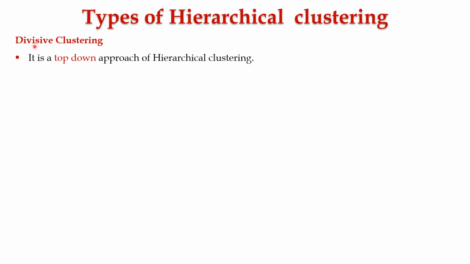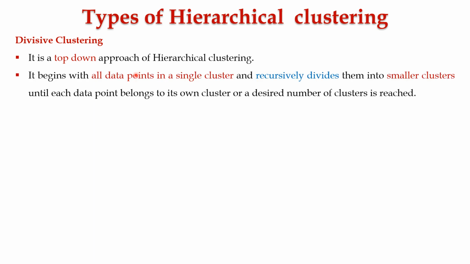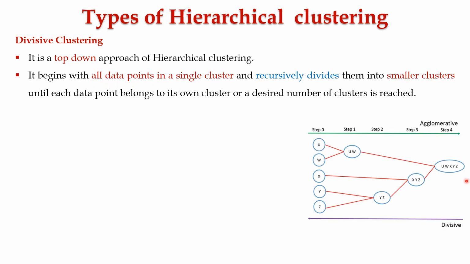The second type of hierarchical clustering is divisive clustering. It is the top-down approach of hierarchical clustering. So it always begins with all the data points as a single cluster. We can see here all the data points are considered as a single cluster, and it recursively divides them into smaller clusters until each data point belongs to its own cluster or the desired number of clusters is reached. So this is the top-down approach of hierarchical clustering, which is also known as divisive clustering.